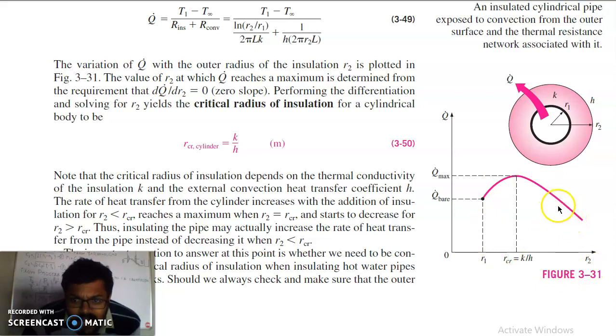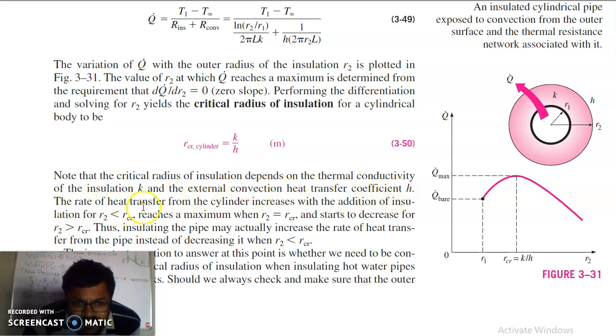The value of R2 at which Q reaches maximum is determined from the requirement that the derivative of this is equal to 0, because at this point the slope is 0. So when you take the derivative of this equation with respect to R2 and set it to 0, that is the point where you have maximum heat transfer. Performing the differentiation and solving for R2 yields the critical radius of insulation for our cylinder. So R critical is equal to k upon h. The critical radius of insulation depends on the thermal conductivity of the insulation and the external convection heat transfer coefficient h.